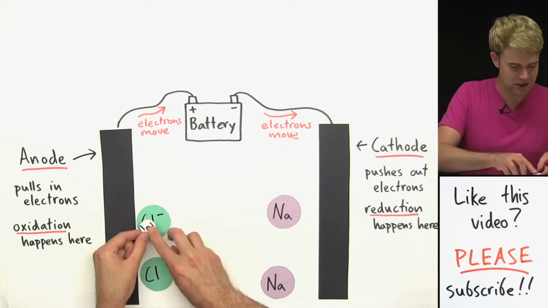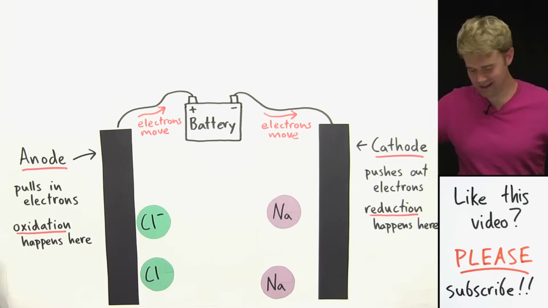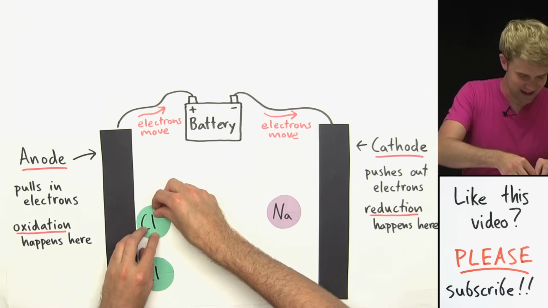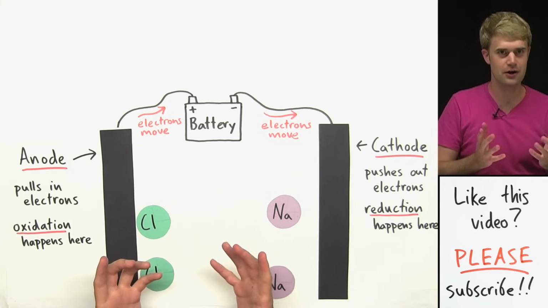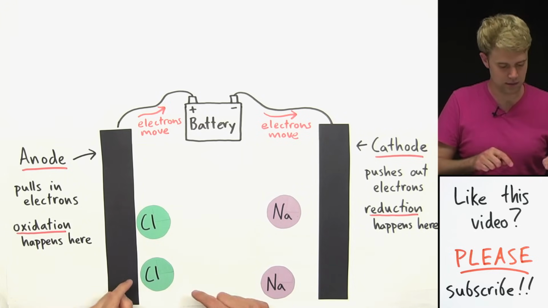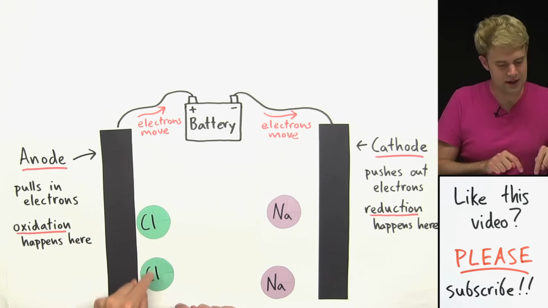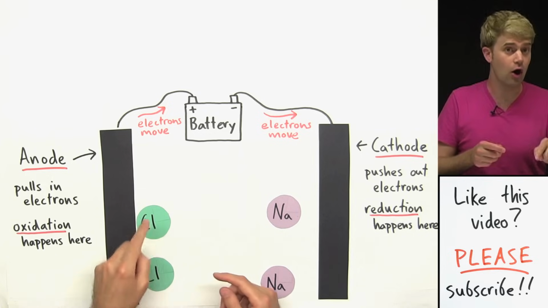It's going to lose one of its electrons. It's going to get pulled up here towards the battery, and that is going to cause this to lose its negative charge. Now we said that chlorine here is one of the diatomic elements, so that means that we're never just going to find one of these atoms on their own.